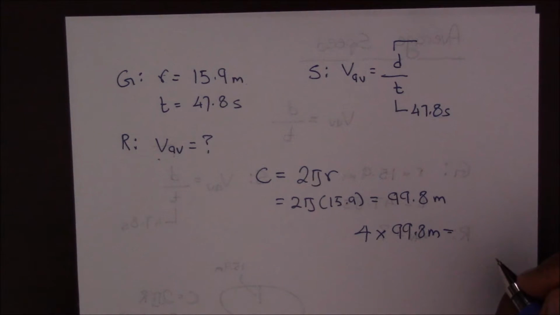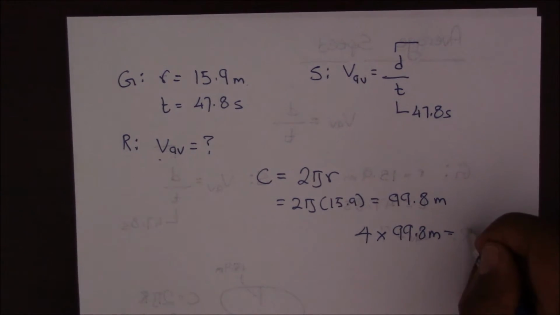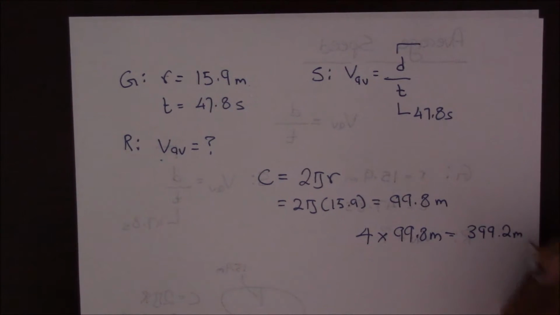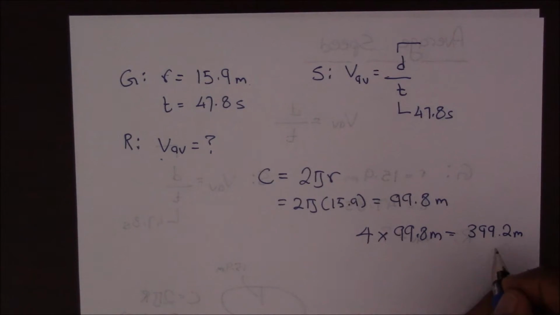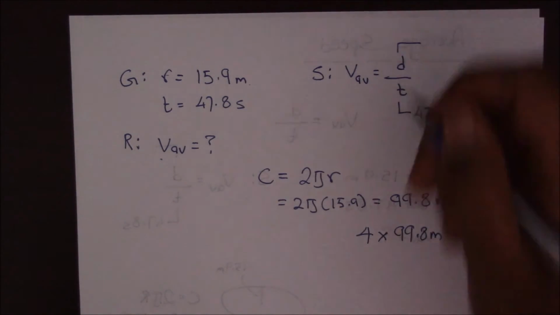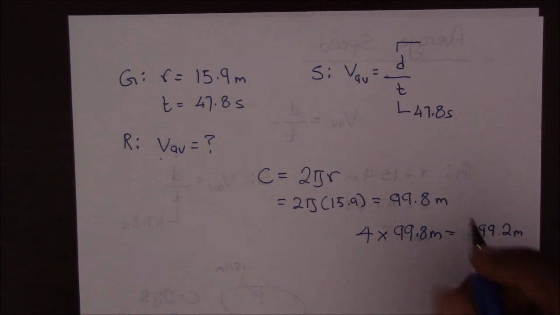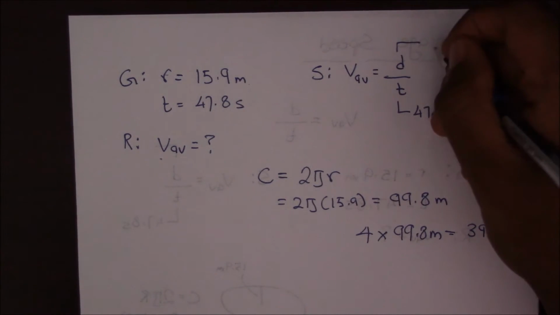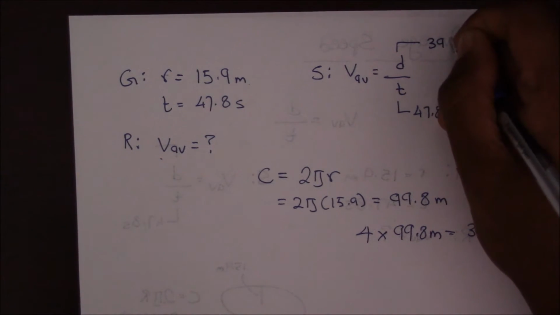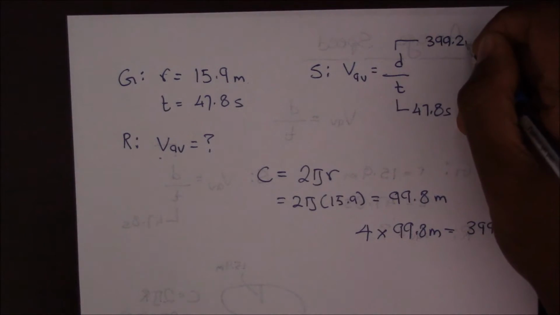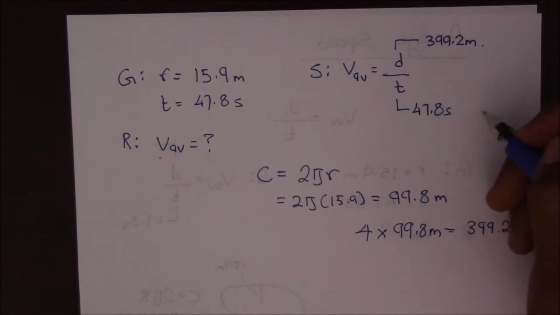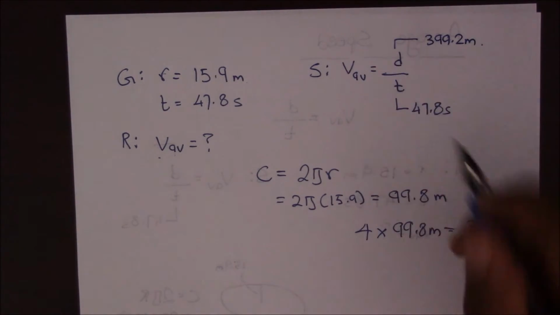99.8 times 4 gives you 399.2 meters. Now this is how much track he has run. So to find out the distance, we plug this number in here. So this is going to be 399.2 meters. Now we have everything to solve for average velocity.